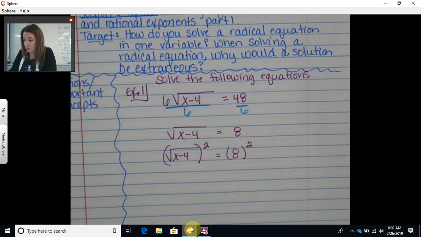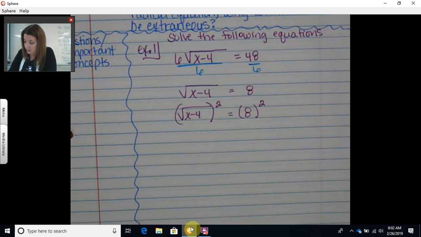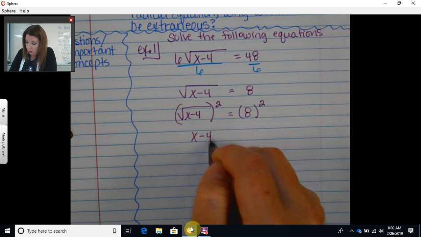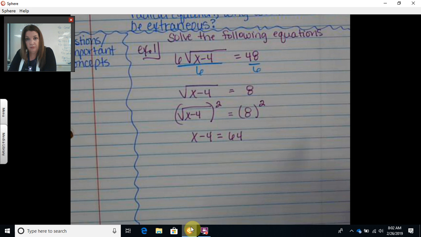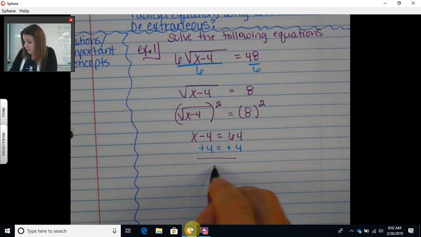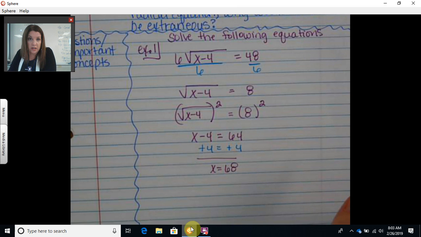So what do you think the square root of x minus 4 quantity squared is? X minus 4. What is 8 squared? 64. Now what do we do? Add 4 to both sides. And x equals 68.